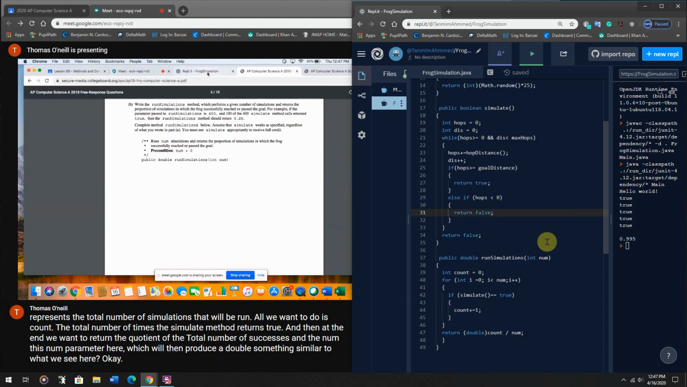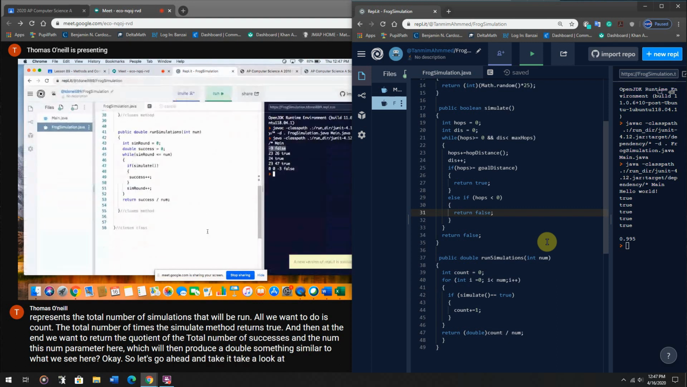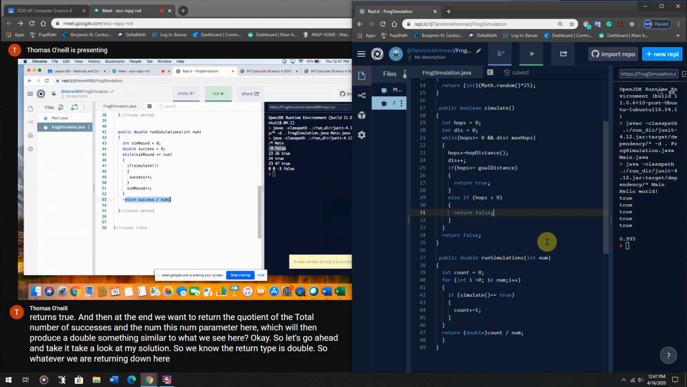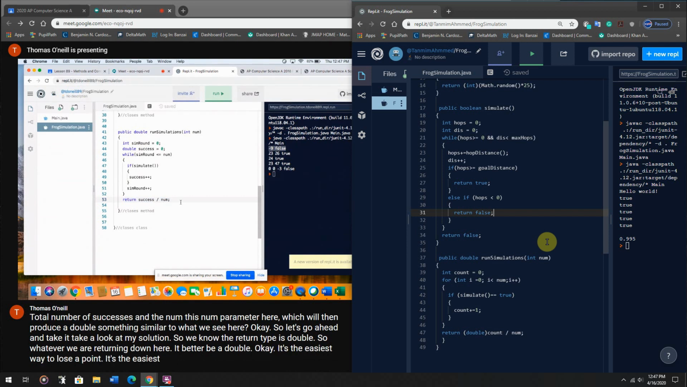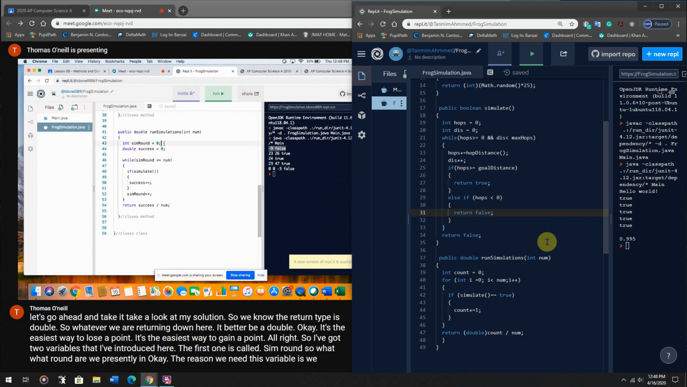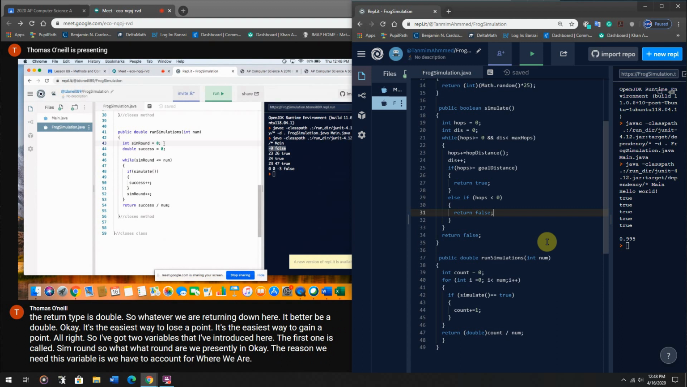Okay, so let's go ahead and take a look at my solution. We know the return type is double, so whatever we are returning down here, it better be a double. It's the easiest way to lose a point. It's the easiest way to gain a point. All right, so I've got two variables that I've introduced here. The first one is called sim round. So what round are we presently in? The reason we need this variable is we have to account for where we are in the simulation.